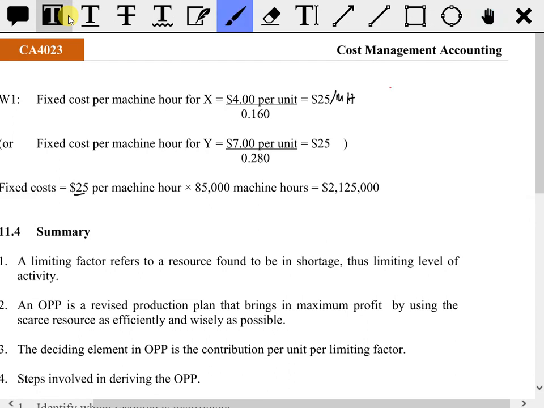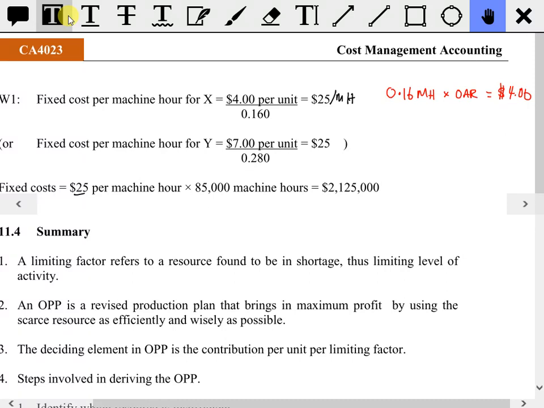Our machine hour required is 0.16 per unit, 0.16 per machine hour, and also per unit. Times the OAR per machine hour. The answer we got here is $4 per unit. So you work backward to get the OAR: $4 divided by 0.16. We get $25 per machine hour.